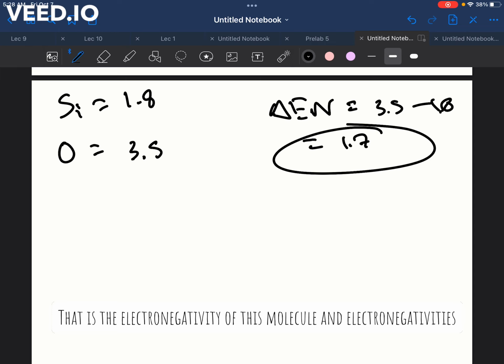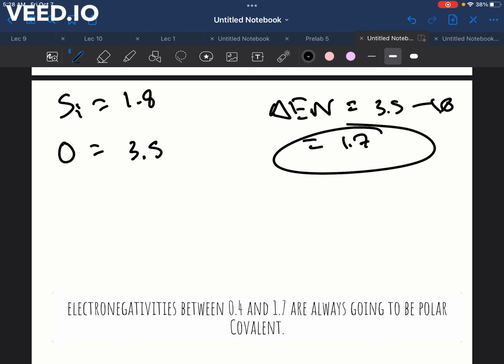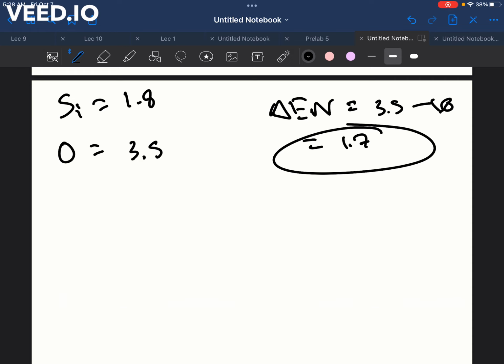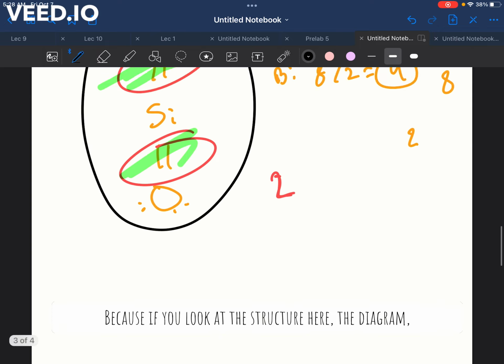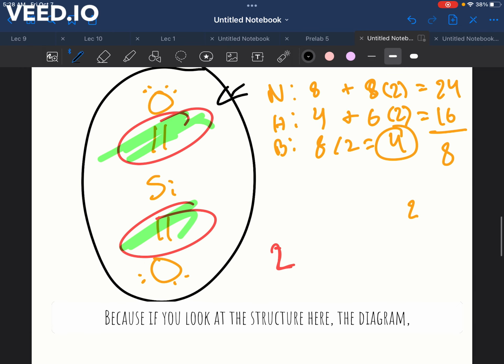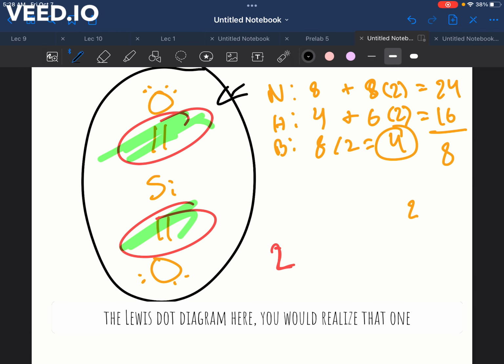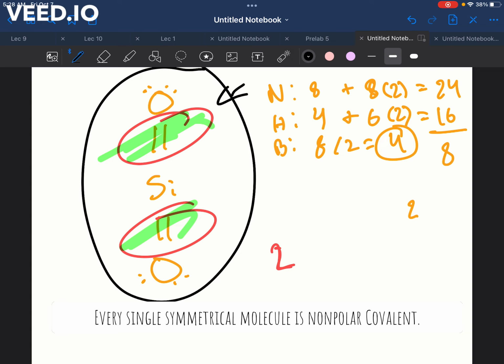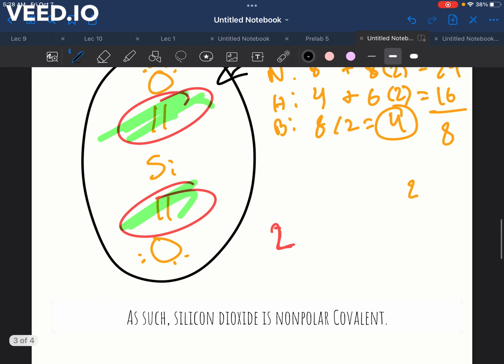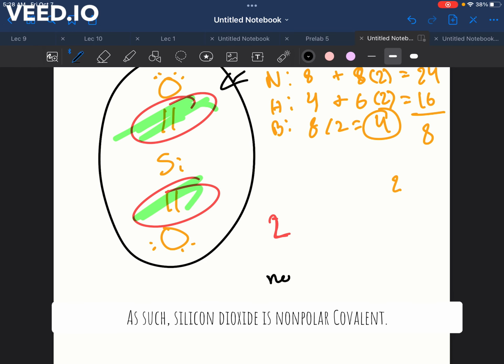And electronegativity differences between 0.5 and 1.7 are always going to be polar covalent. However, you would think that silicon dioxide is polar covalent, right? But you're wrong. Because if you look at the Lewis dot diagram here, you would realize that 1, the molecule is linear, and 2, it is symmetrical. Every single symmetrical molecule is non-polar covalent. As such, silicon dioxide is non-polar covalent.